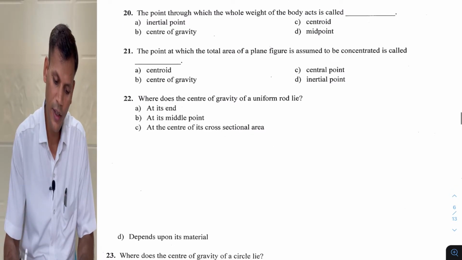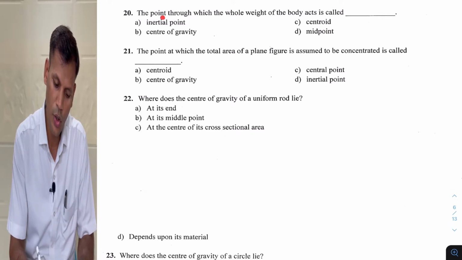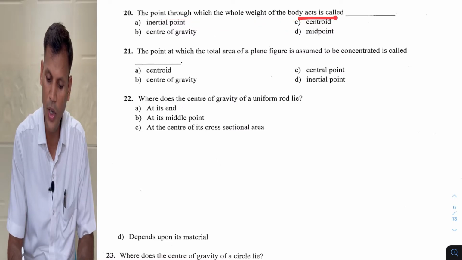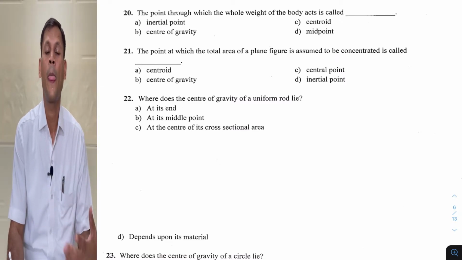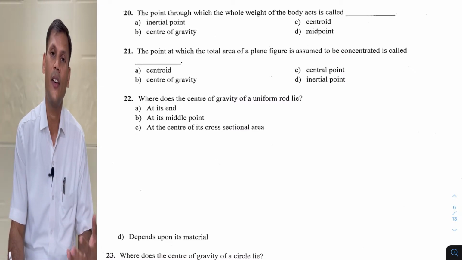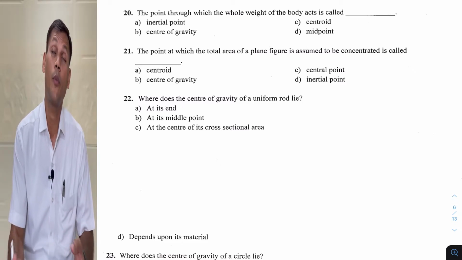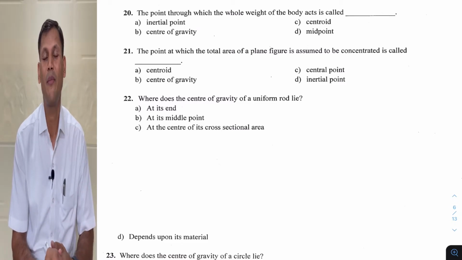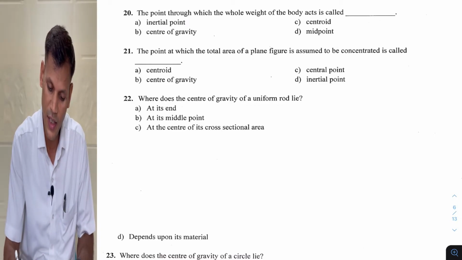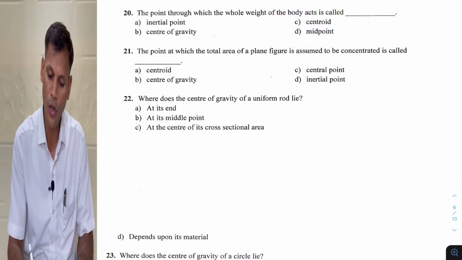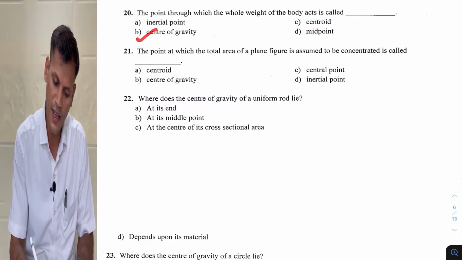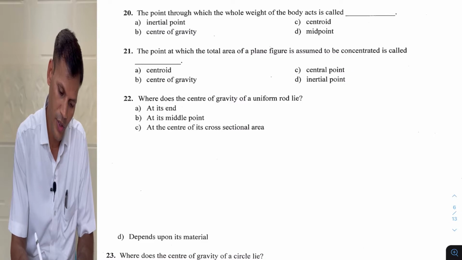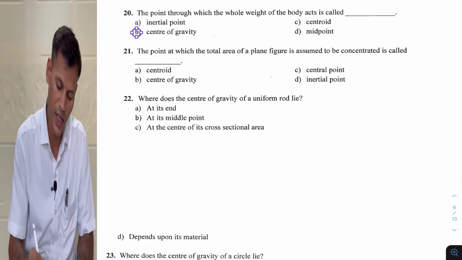Question number 20. The point through which the whole weight of the body acts is called its... I just told you what the center of gravity or center of mass of the body is. It is the point at which the whole mass of the body is supposed to be concentrated. So whole weight or whole mass is supposed to be concentrated. That is the center of gravity, of course. So its answer is center of gravity.